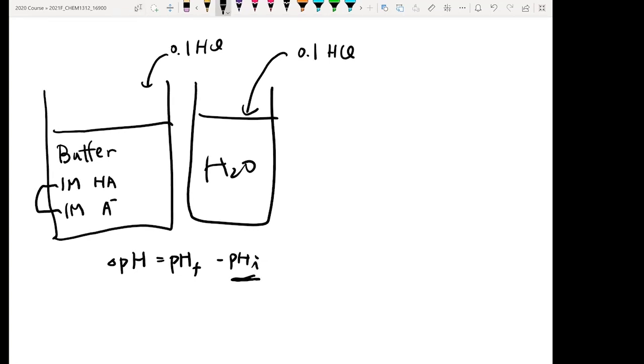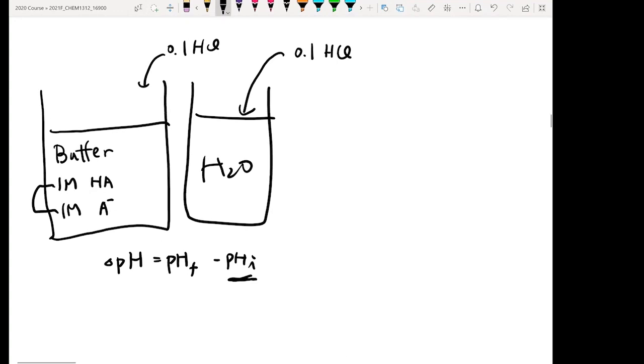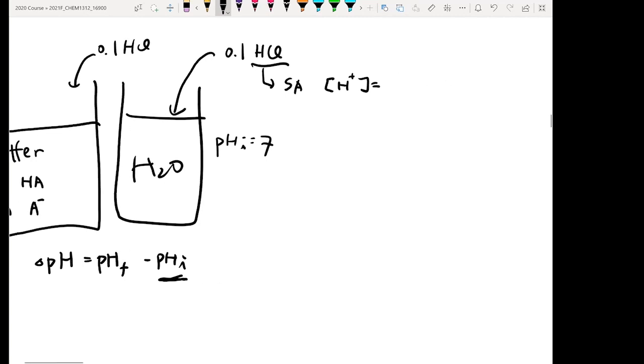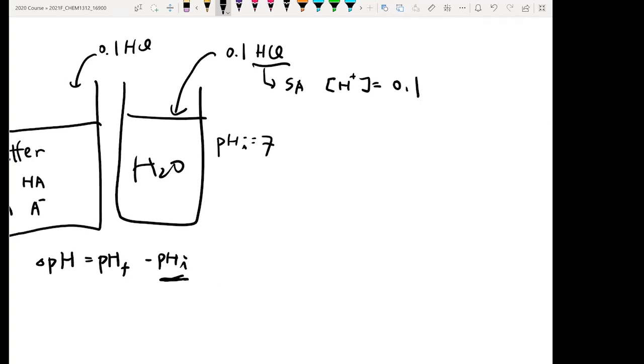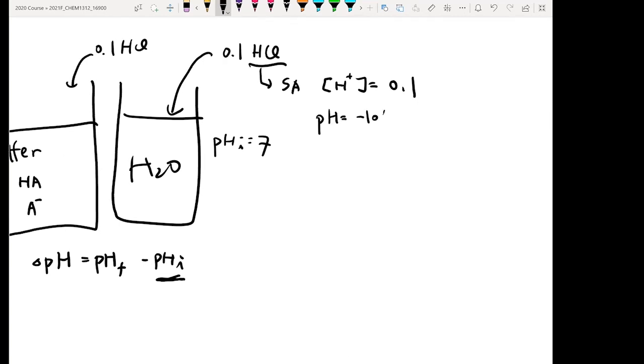pH initial, okay, before you add in any acid into your water solution, what is the pH? 7. So you know this one is actually 7, so the pHi is equal to 7. What is the pH if you have 0.1 M HCl inside your solution? Since this is a strong acid, the proton concentration is going to equal your acid concentration, which is equal to 0.1. pH is equal to negative log of H plus concentration, negative log of 0.1. Therefore, the pH is just 1. This one is your pH final, right?